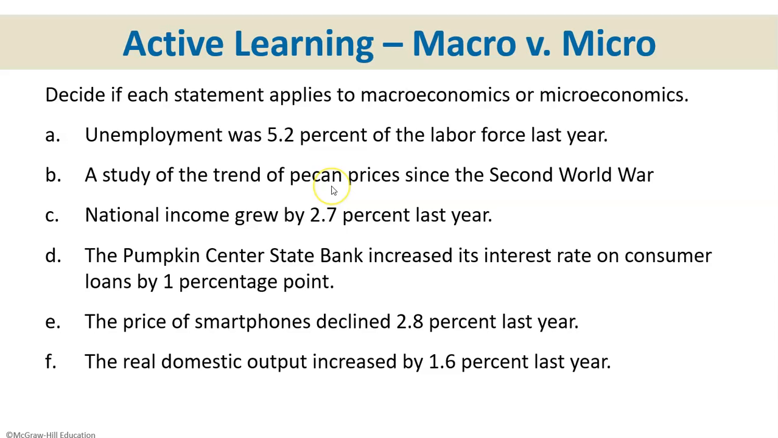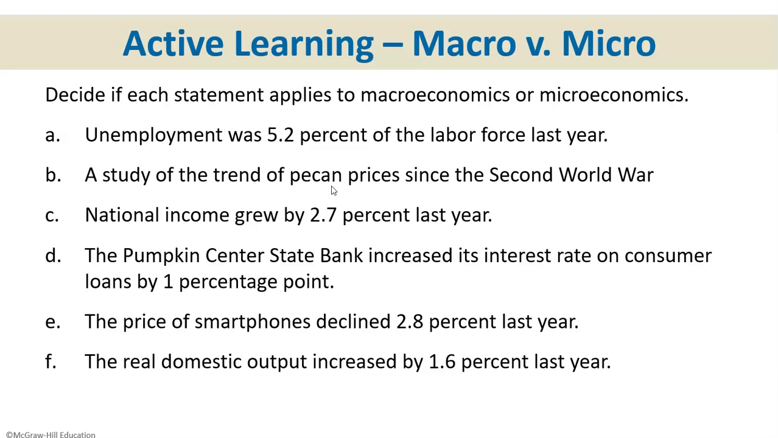That's pecan prices. Next one, national income grew by 2.7% last year. National income is the income of the whole nation all added together. So that is macroeconomics. Next one, a certain bank increases its interest rates on consumer loans. Since we're looking at just one bank, then that's going to be microeconomics.